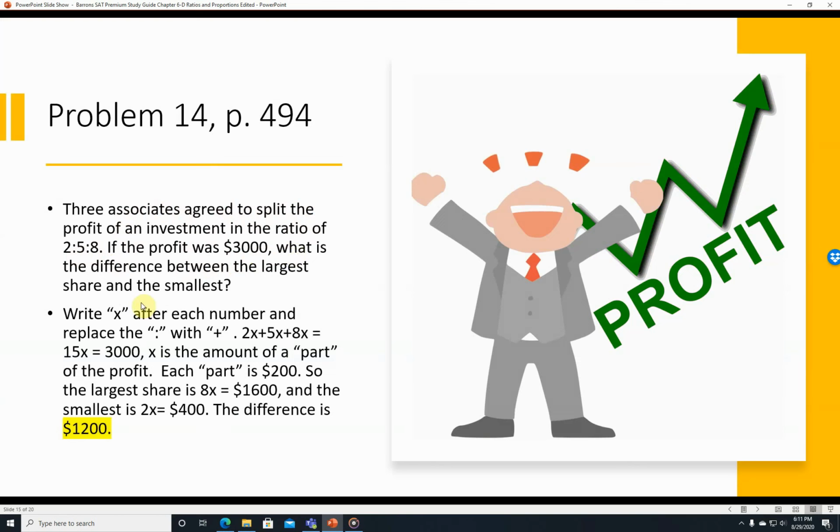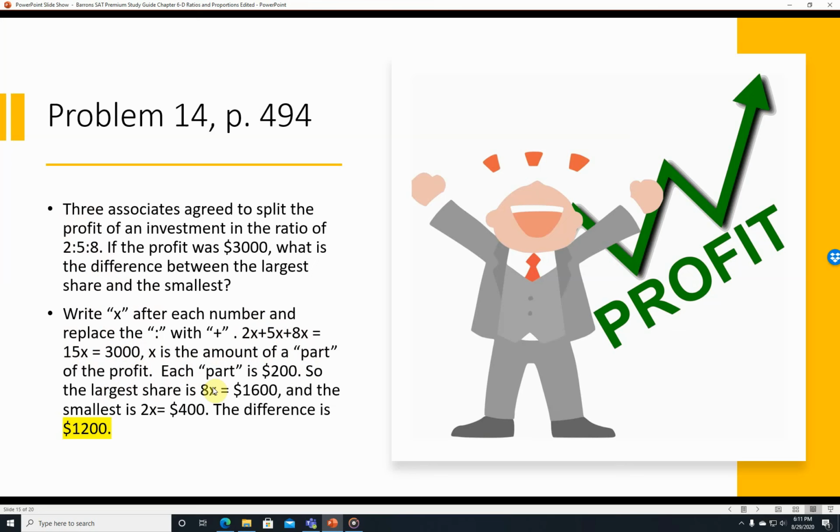Well, what you do here is you write x after each number and replace the colon with plus. So 2x plus 5x plus 8x equals 15x, which is equal to 3,000. And so x is the amount of a part of the profit, or a share if you like it. Basically, I don't mean the 2 to 5 to 8 share, just one part. So 2x, 5x, 8x. The x is going to be $200.